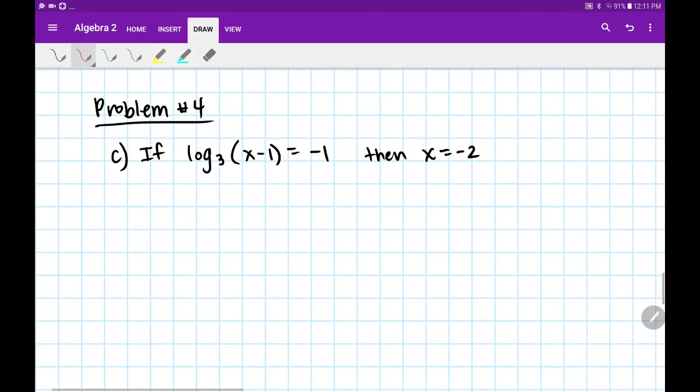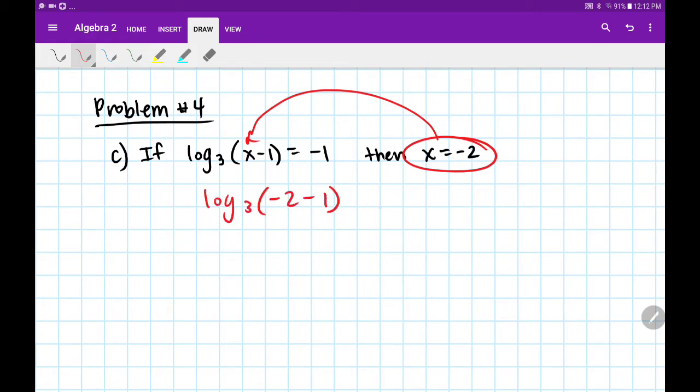Let's do one final problem. Problem number 4. Okay. So it says if log base 3 of x minus 1 equals negative 1, then x equals negative 2. True or false? We can try just by, let's say, plugging in the answer. So if x equals negative 2, I'm going to plug that in. I've got log base 3 of negative 2 minus 1. So I replace the x with the negative 2. And that's supposed to equal negative 1.